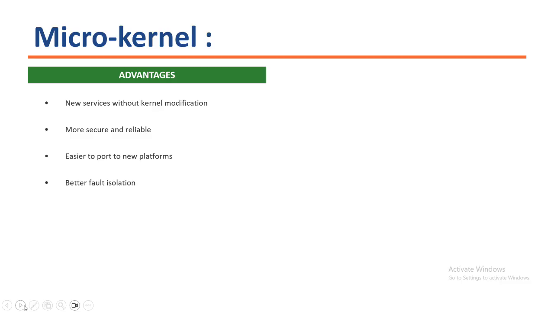Then the advantages of microkernel. First, new services without kernel modification. Since most features run as separate outside programs, you can add brand new features or services without having to touch or rewrite the kernel itself. Second one is more secure and reliable. The kernel is small and simple. There is less code that could have bugs or security holes.